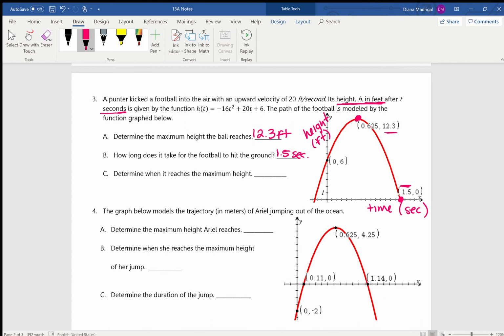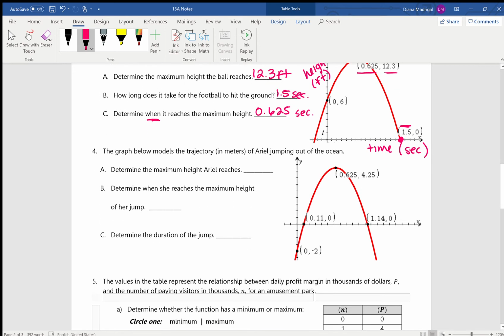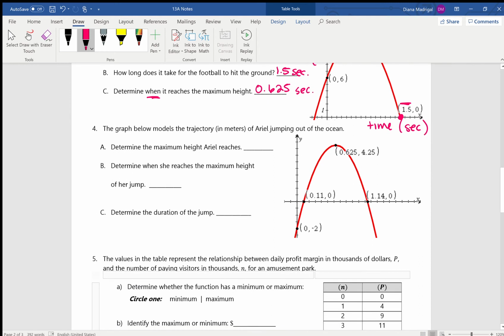And 3c, it says determine when it reaches the maximum height. When it reaches, and we're talking about time, that is right here. I'm looking for the x now, so it's 0.625 seconds. Okay, and that's all we are doing. We are done. Pretty easy. So how about you guys try number 4? So stop the video, try it on your own, and then check your answers.